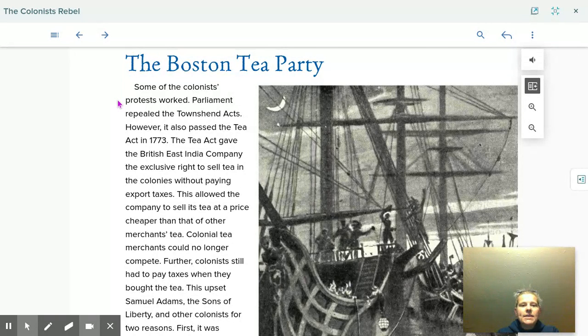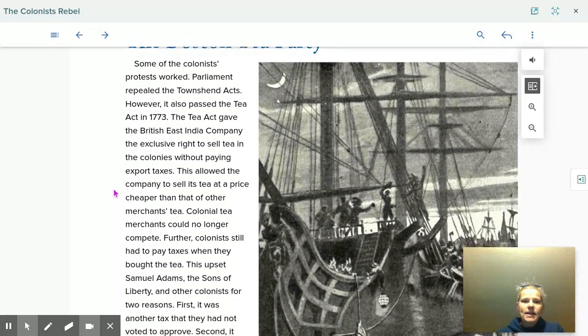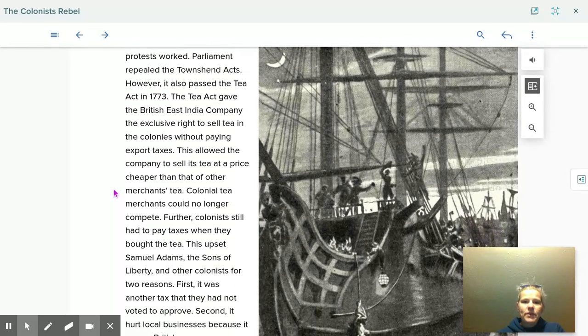The Tea Act gave the British East India Company the exclusive right to sell tea in the colonies without paying export taxes. This allowed the company to sell its tea at a price cheaper than that of other merchants' tea. Colonial tea merchants could no longer compete. Further, colonists still had to pay taxes when they bought the tea.